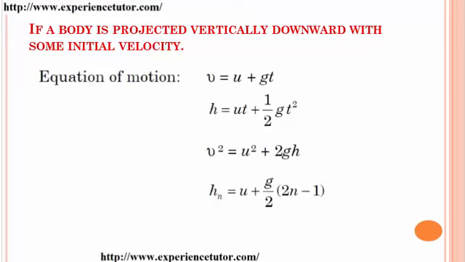If a body is projected vertically downward with some initial velocity, then the equations of motion will be v is equal to u plus gt, h is equal to ut plus half gt square, v square is equal to u square plus 2gh, hn is equal to u plus g by 2 bracket 2n minus 1.